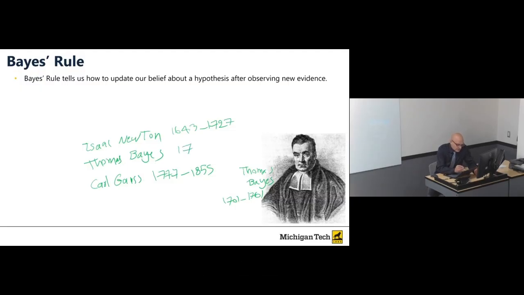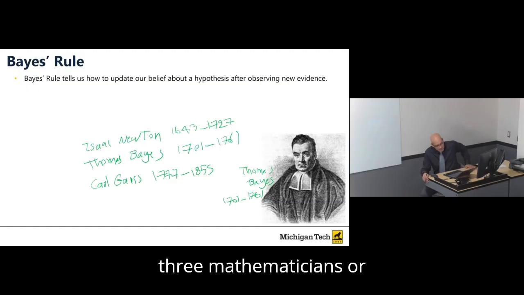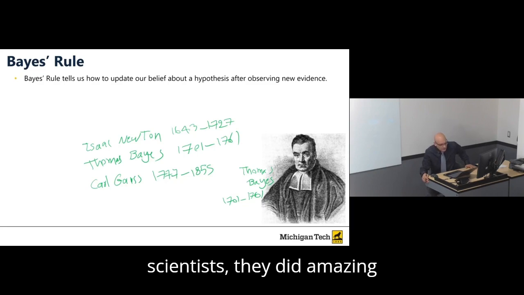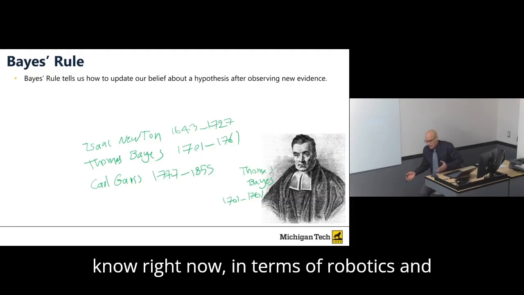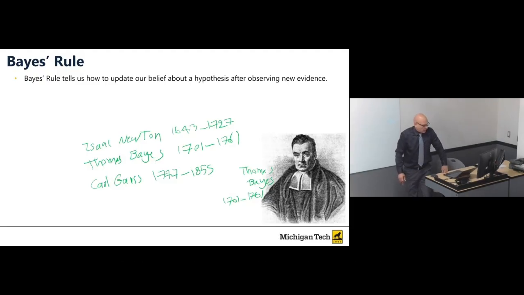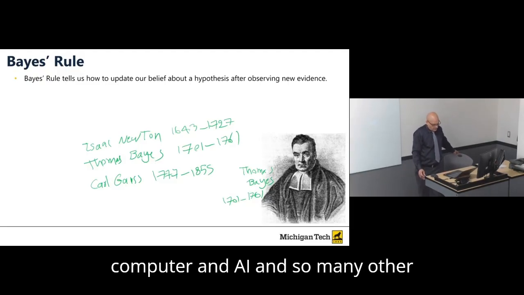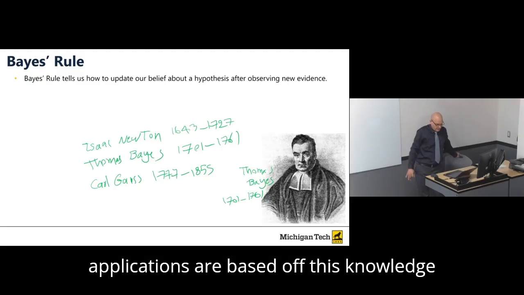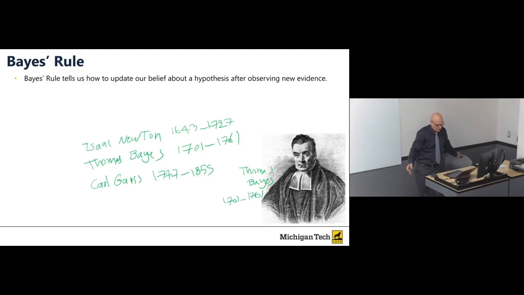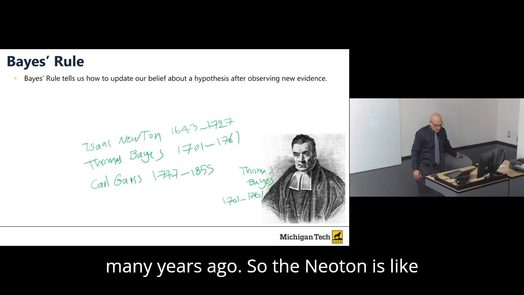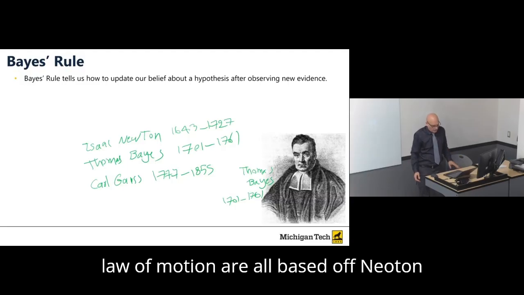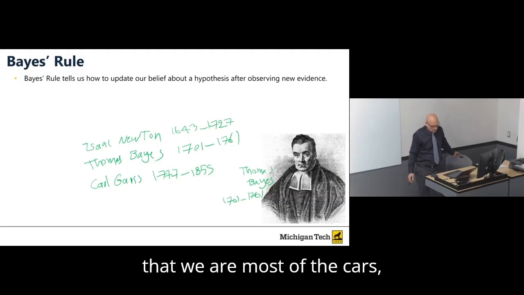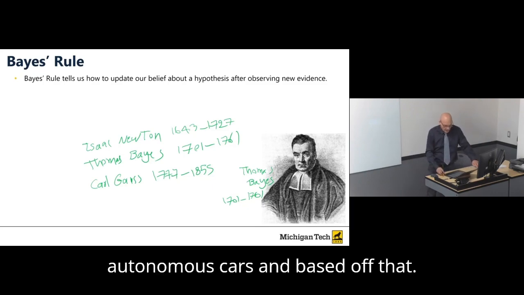Let's write these two, 1701 to 1761. So these three mathematicians or scientists made amazing progress in terms of what we know right now in robotics, computers, AI, and so many other applications that are based off the knowledge they developed many years ago. Newton is based on dynamics and motion; the laws of motion are all based off Newton, and most cars, autonomous cars, are based off that.